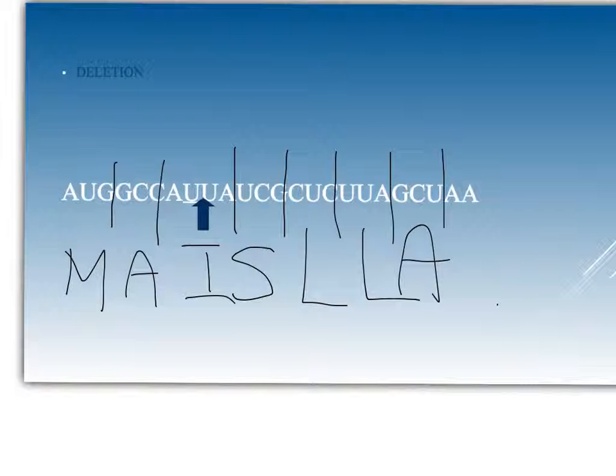It could either be asparagine or lysine. Really depends on the third base here. But that's how you can tell there are various mutations and how they could happen. And they're all called frameshift mutations.